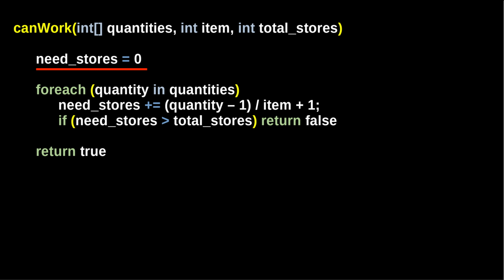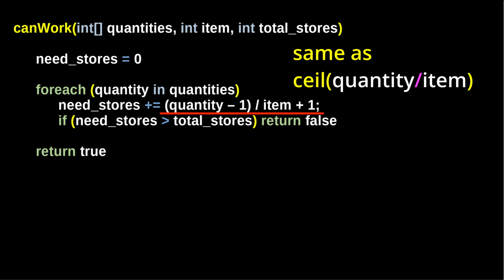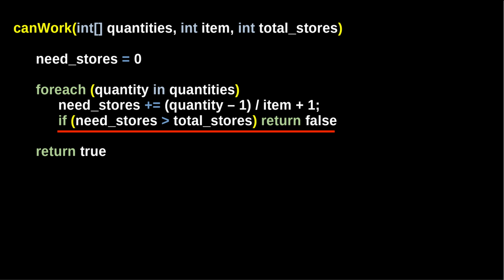We will have a needStore value initially set as 0. This value, we're going to compute all the stores that we need if we're going to distribute the products with the value that is in the item parameter. So we're going to go through each product in the quantities array, and then (quantity - 1) divided by item, plus 1. This is not very intuitive, but basically this is taking the ceiling of an integer division when we divide the quantity over the item. If the needStore value is exceeding the total number of stores that was given to us, then we know this is not going to work, so we will return false. Otherwise, we will return true.